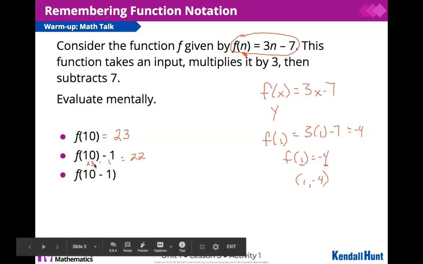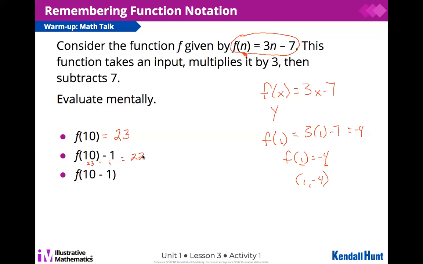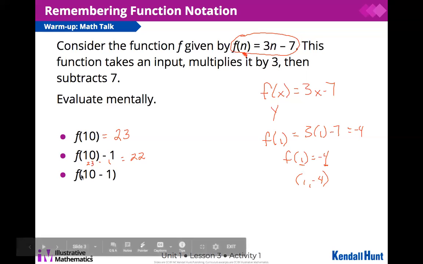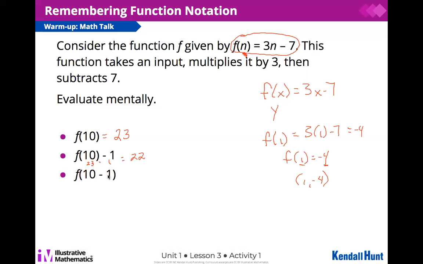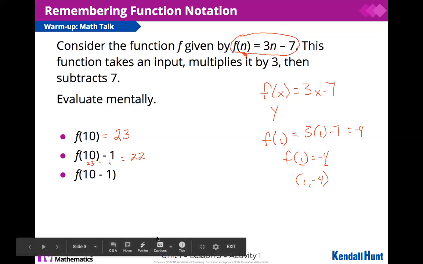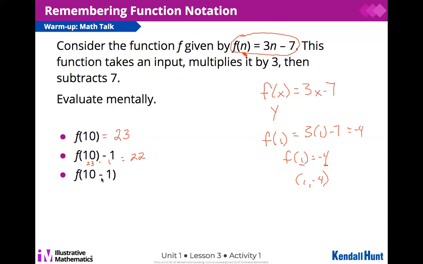Okay, now this looks very similar, but it's a little different. Just like with normal order of operations, we'd want to do what's inside the parentheses first. Well, in this case, 10 minus 1 is inside our parentheses. Now, it's not f times 10 and f times -1, so you're not distributing this, but we can evaluate what 10 minus 1 is. Okay, 10 minus 1 equals 9. So really what we need to evaluate overall is f of 9. 9 times 3 is 27. 27 minus 7 is 20.